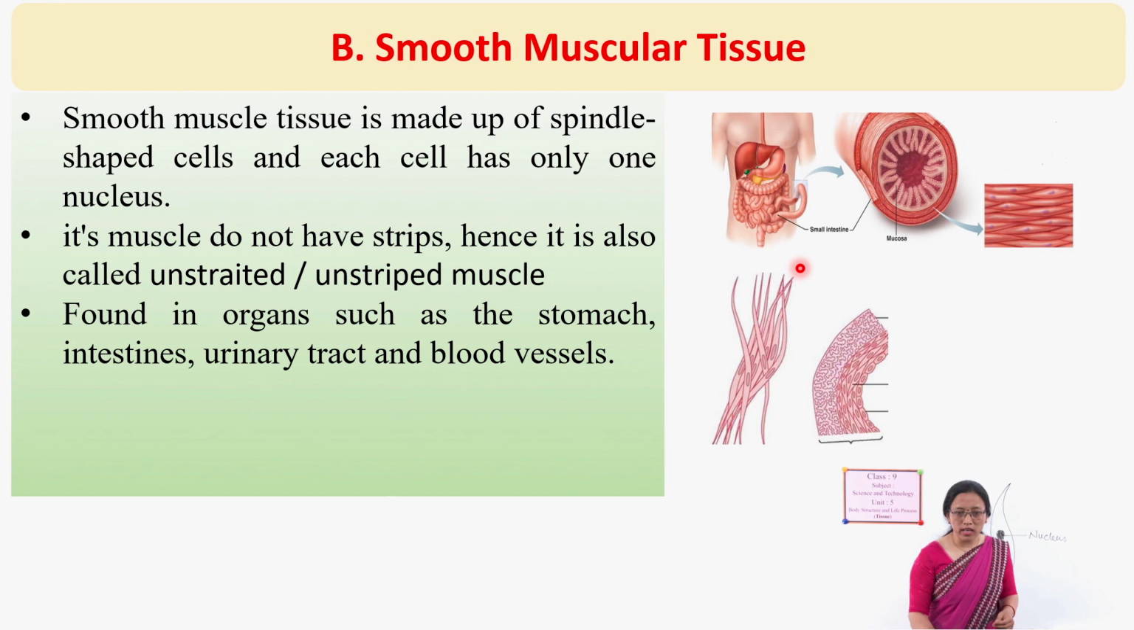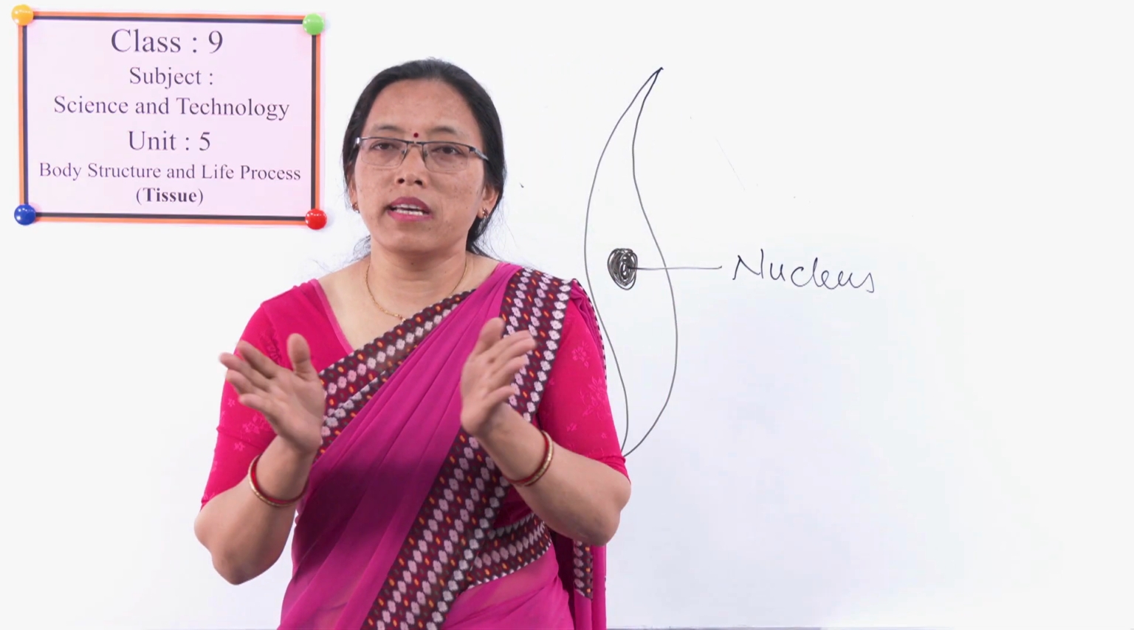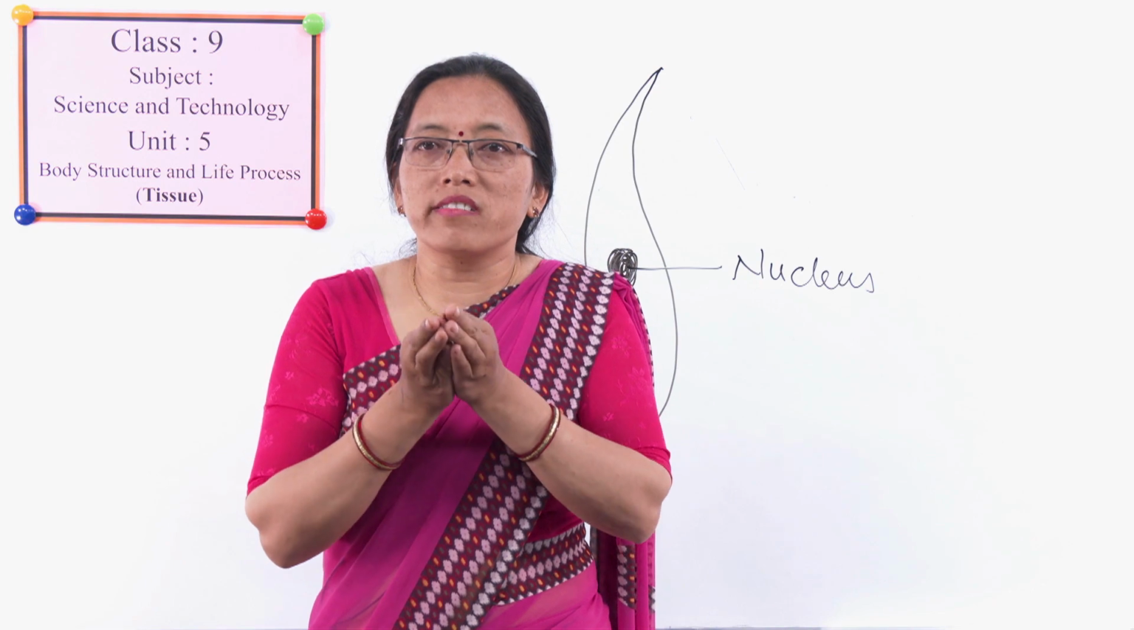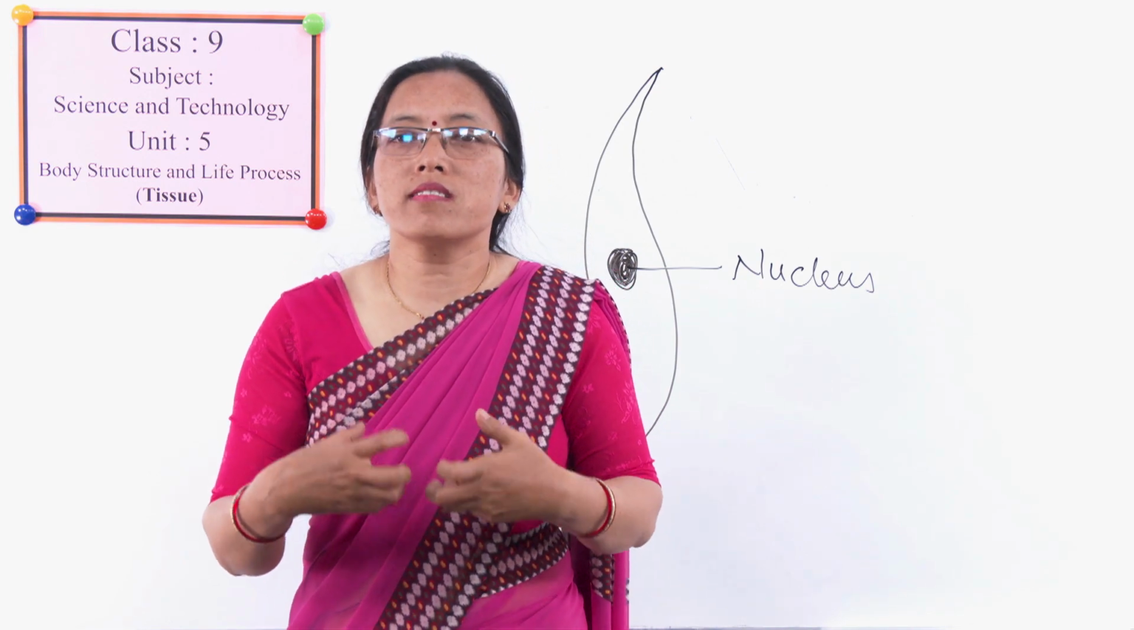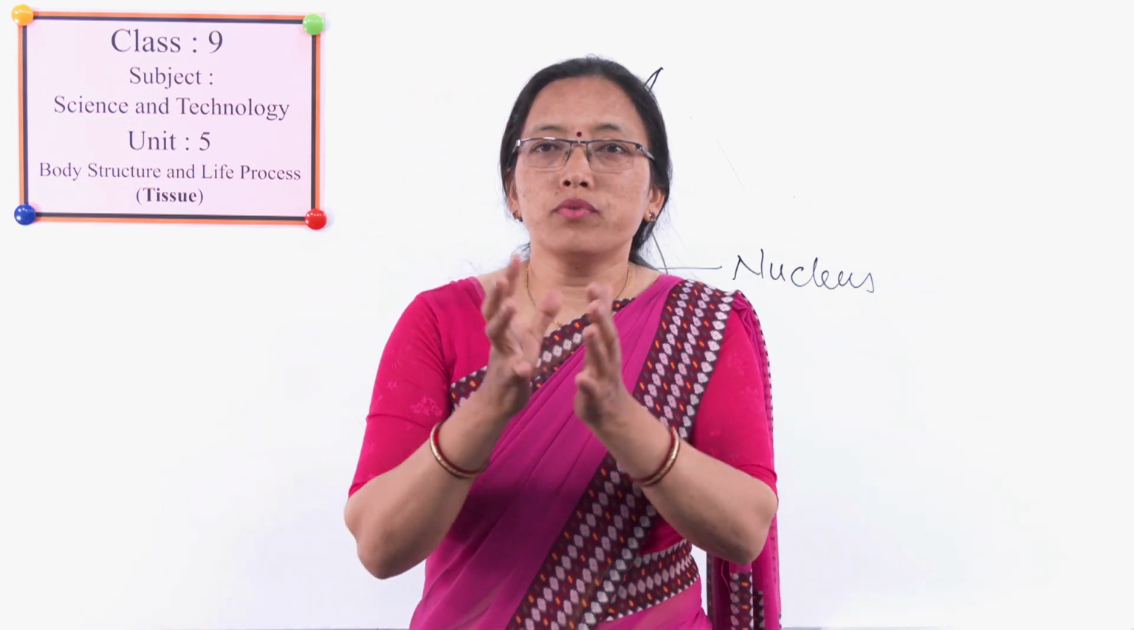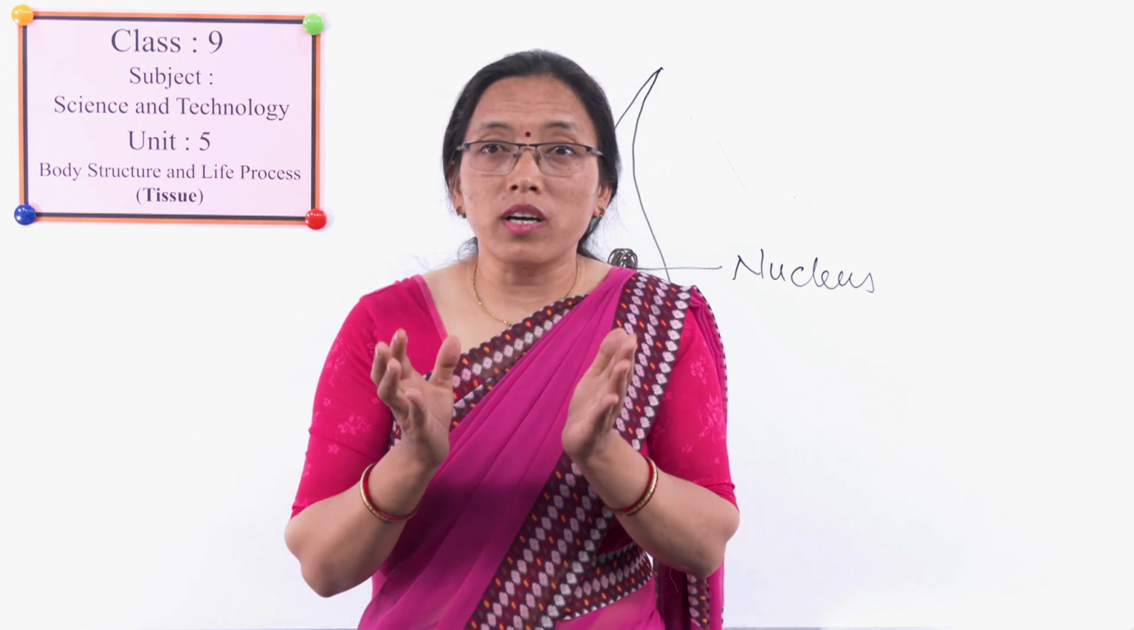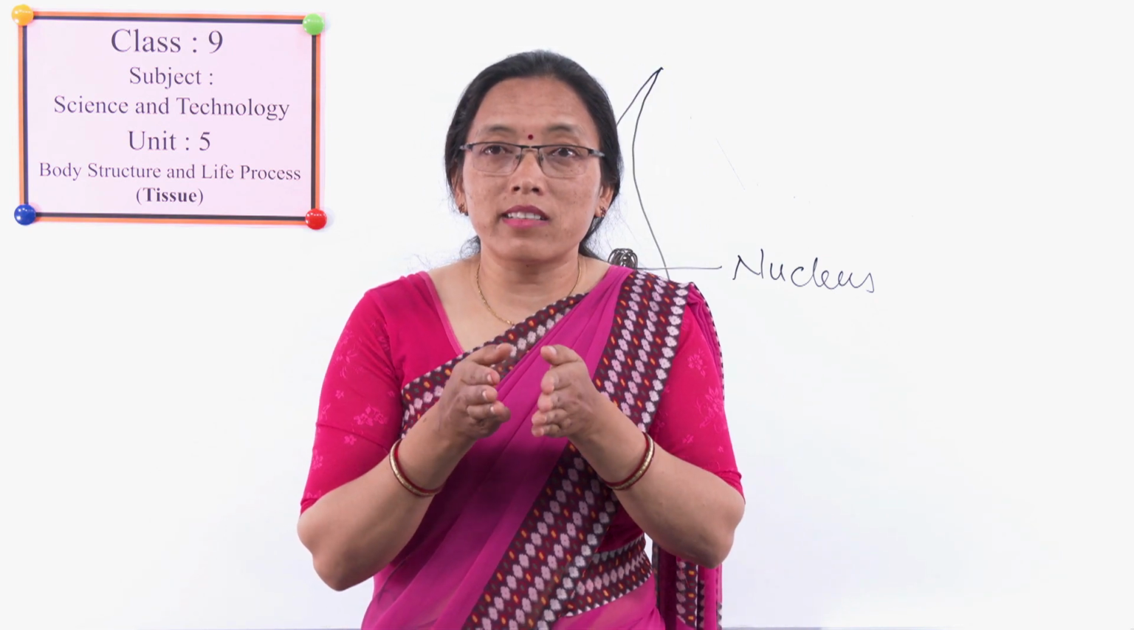Especially these are found in the stomach, intestine, urinary tract, blood vessels, etc. For example, if we urinate, our urinary bladder will be empty. Then at that time it will contract. But whenever urine is collected in the urinary bladder, it will expand. But can you control that? Can you contract it at that time? No.